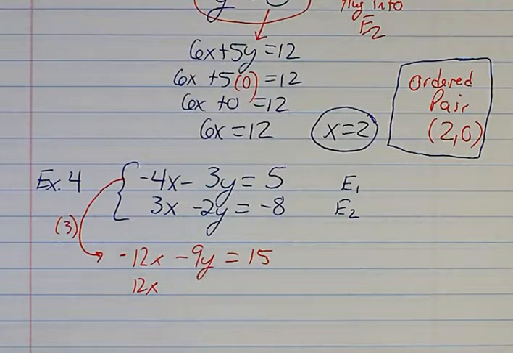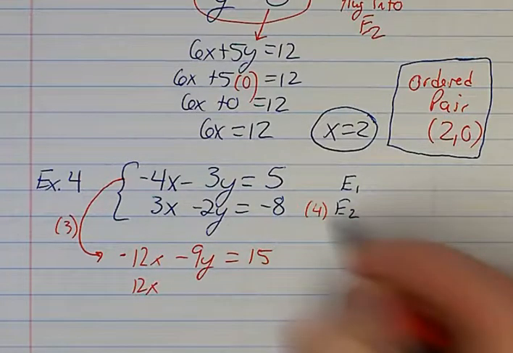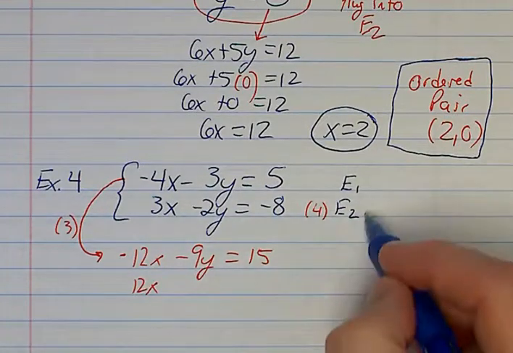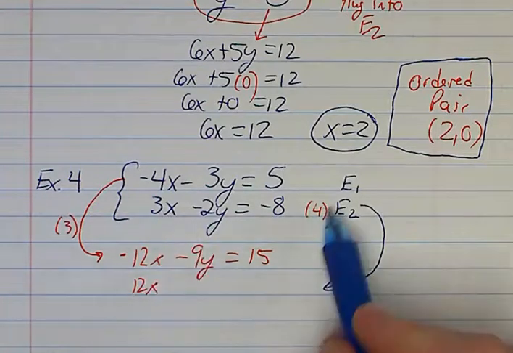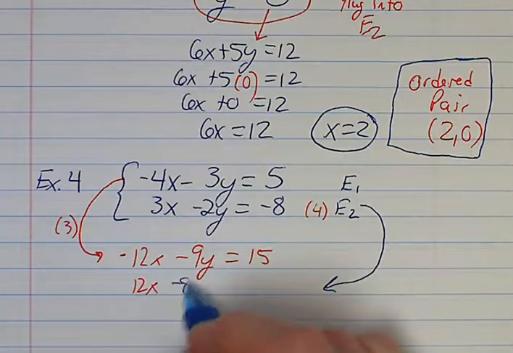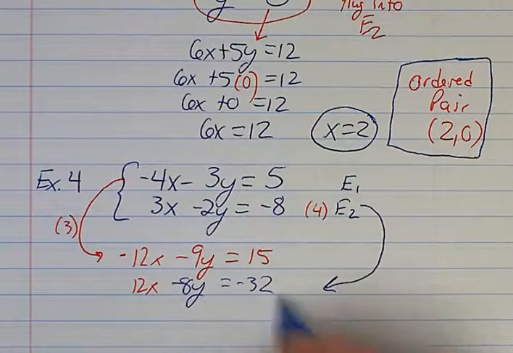Okay, so for this one, to go from 3 to 12, you got to multiply by 4. So we'll do the same thing here. We'll take this equation and multiply it by 4. So 4 times 3 is 12. 4 times negative 2 is negative 8. And 4 times negative 8 is a negative 32.